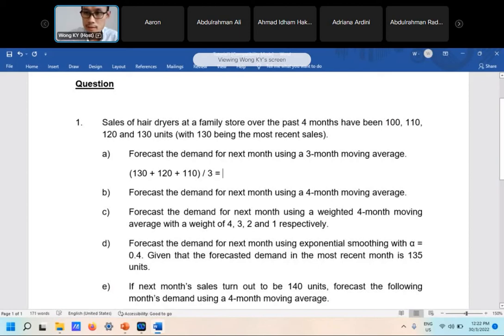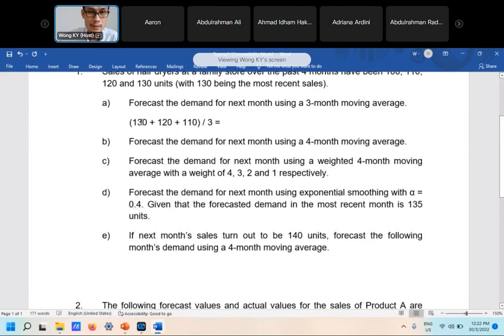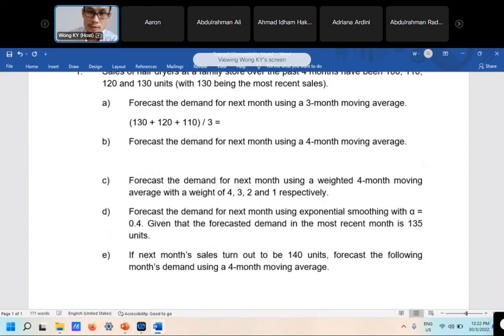Okay, so the answer, you get it yourself, I don't have the answer. I just prepared the question and I show you how to solve it. So you calculate the answer. Next, B, forecast the demand for next month using a 4-month moving average. So instead of 3-month moving average, the question now says 4-month moving average.